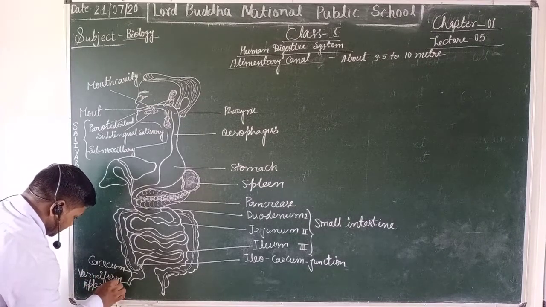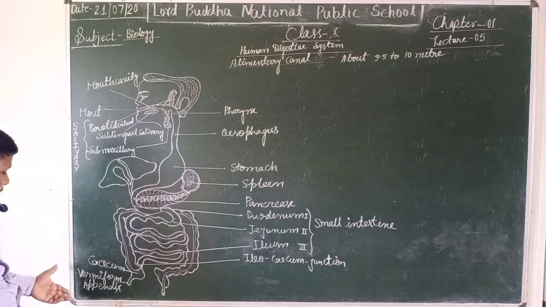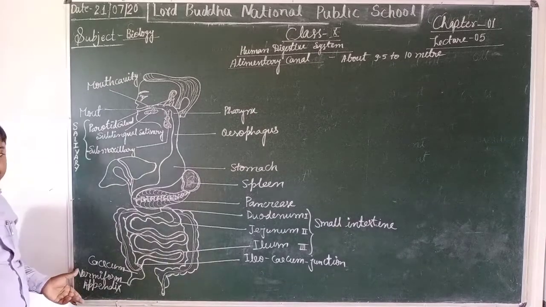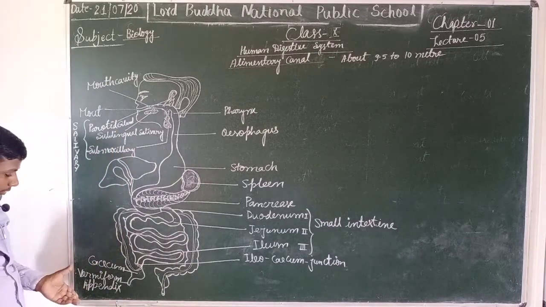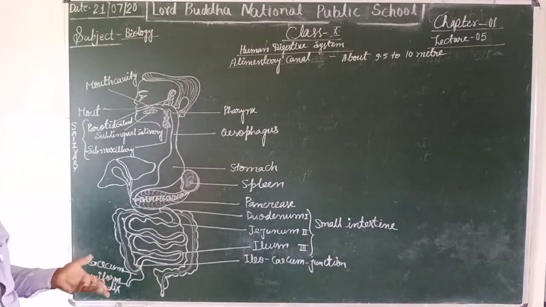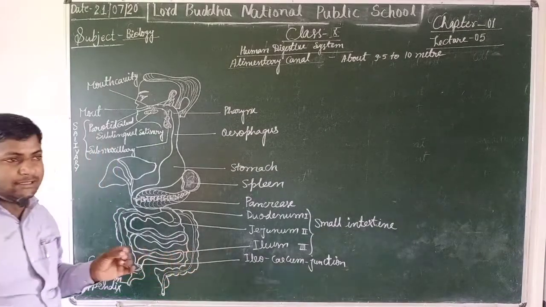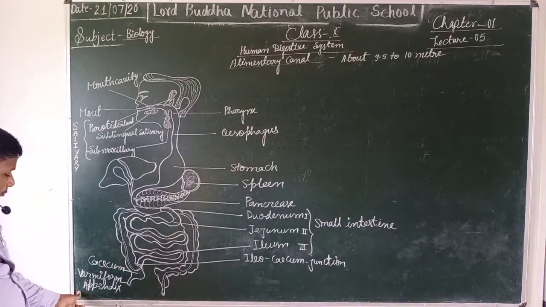During ancient times, this structure had a very vital role in the digestion of cellulose. But now we are taking cooked food, in which the amount of cellulose is very little, so this organ has become vestigial.